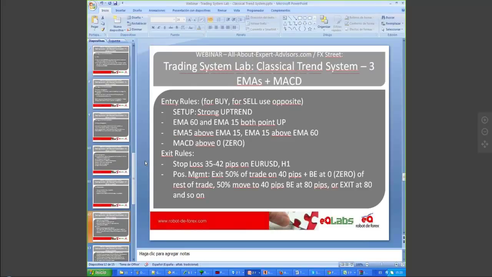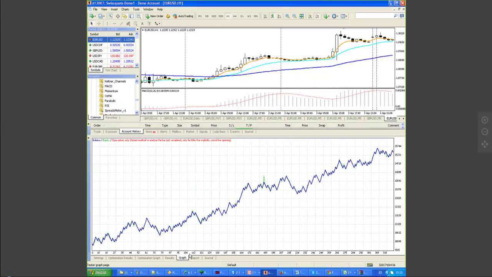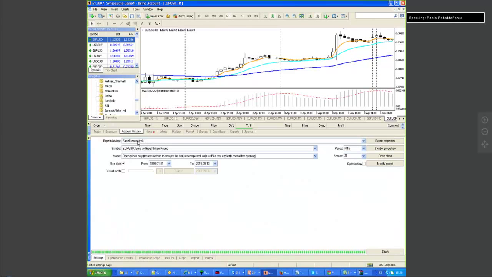So here are the entry rules of the system. Let's have a look. As usual, I'll give you the template after. Below, I have the false breakout system. Just to close this, because the other day I didn't show you. And I don't have the trend system here, but this was the other lecture. You remember we did the robot, and we finally started optimizing.